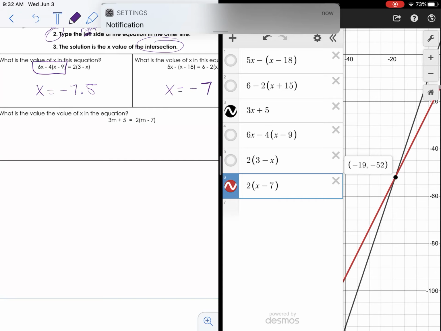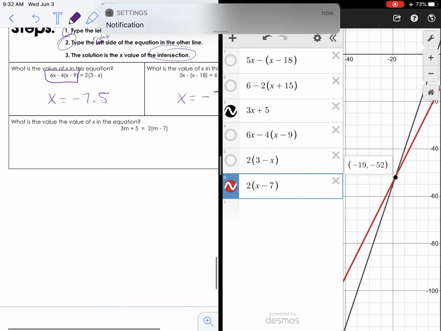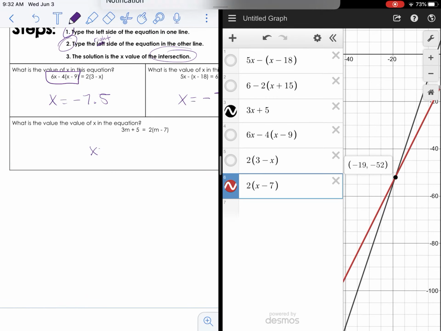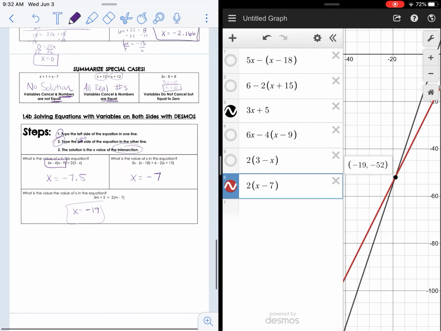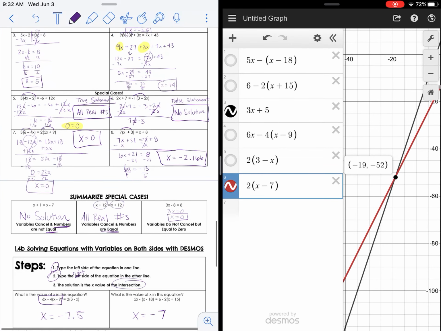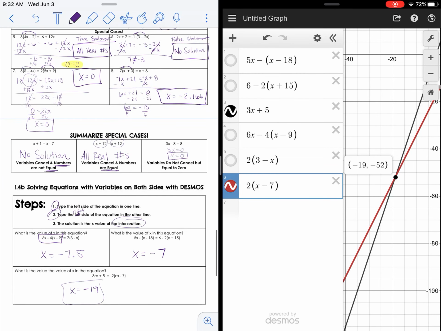And again, we're going to see where they cross. I'm going to tap on that intersection, and the x value, the first number in the coordinate, is going to tell us that x equals negative 19. So hopefully that helps you. That's always an option, and it's always good to check your work. So we could do it by hand and then use Desmos to check our work too.